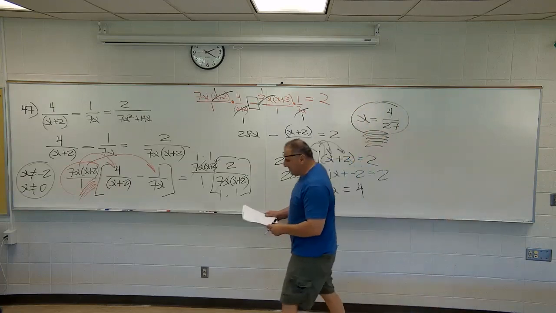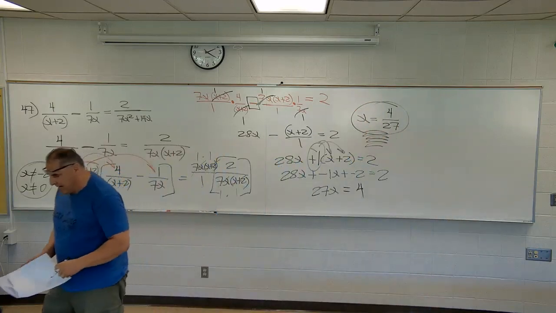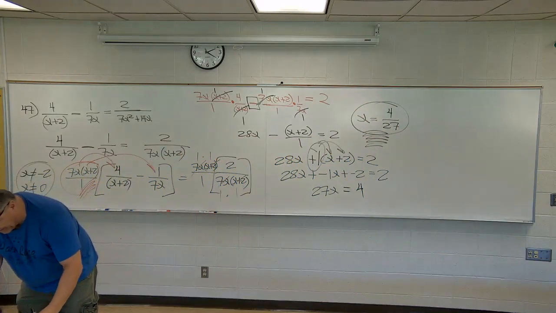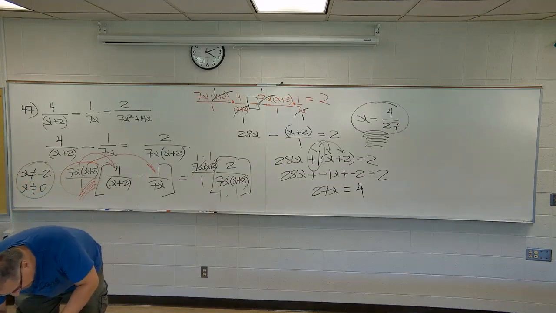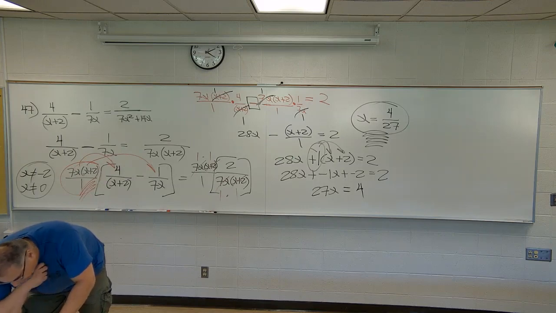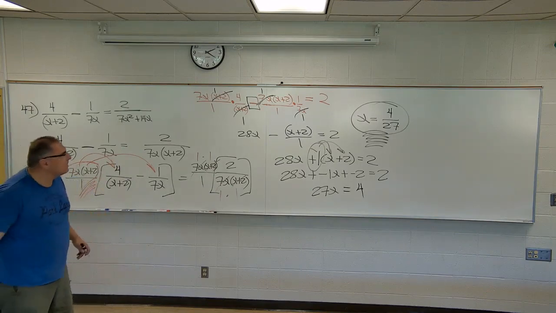x is equal to 4/27. Let me make sure they got that right, and also let me check myself. So for 47, that's 4/27. For problem number 47, the answer is x is equal to 4/27. Fantastic, guys. Looking good.